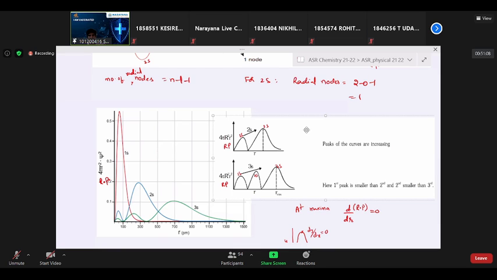So 1s, 2s, 3s. Identify the 2s maxima and the 3s maxima. The 3s maxima is farther away. As the principal quantum number n is more, automatically the distance is farther from the nucleus. Distance is more from the nucleus.